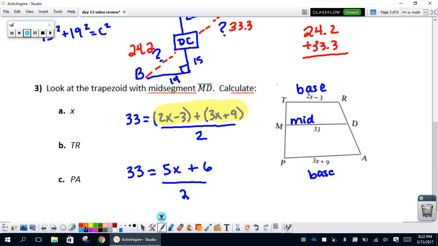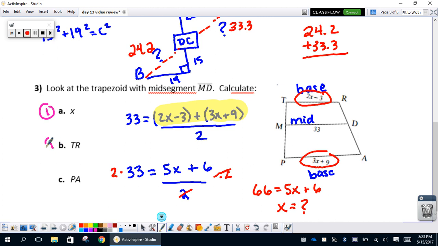Okay, now you got to get rid of that divide by 2. So multiply both sides by 2. Gone, gone. 2 times 33 is 66 equals 5x plus 6. Alright, so you should be able to solve this and get an x equals. I believe when I solve that, you should get a nice positive number. Right, and then from here, you have to find TR. So you would have to substitute your x in, and PA, you'd have to substitute your other x in. So you'll get a point for finding x, a point for TR, and a point for PA. Okay?